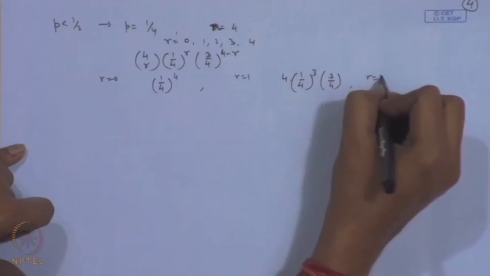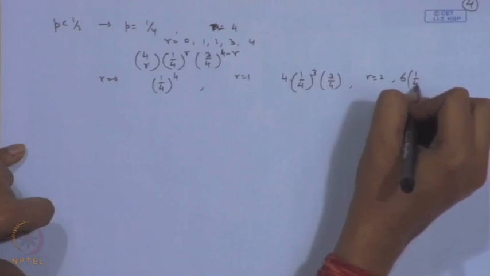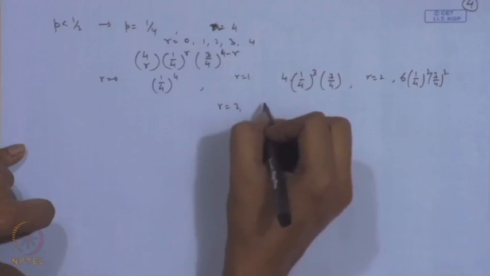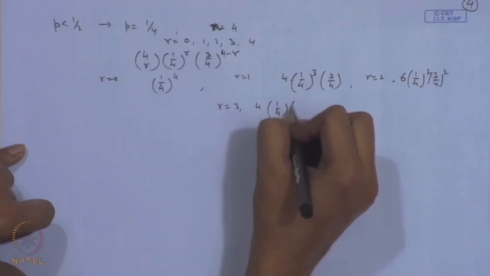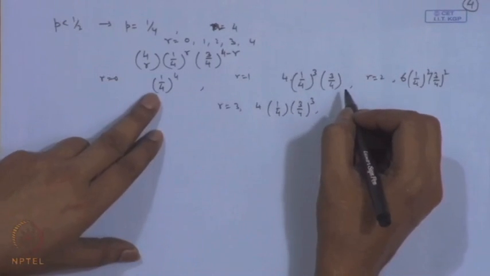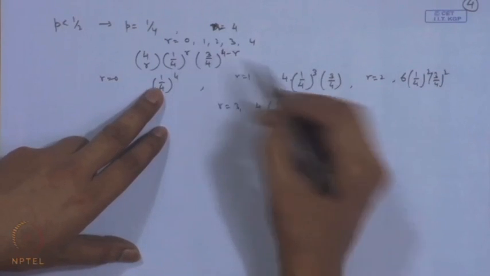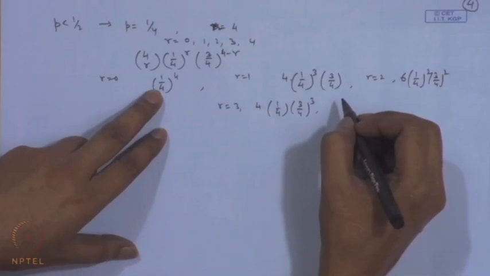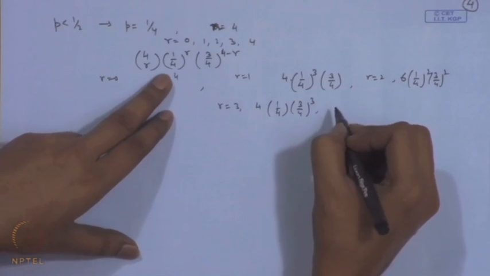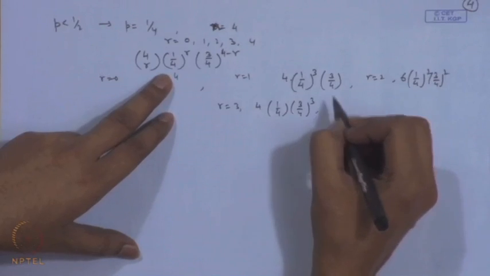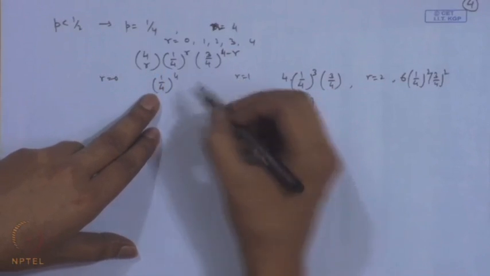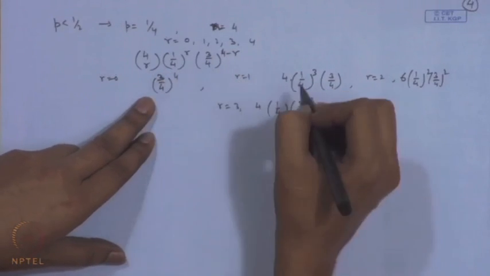Corresponding to r is equal to 2, this will be 4C2, that is 6, 1 by 4 square, 3 by 4 square. Corresponding to r is equal to 3, this will become 4, 1 by 4 into 3 by 4 cube. Corresponding to r is equal to 4, this will become, I think I made a mistake here. Corresponding to r is equal to 0, this will be 3 by 4 to the power 4.